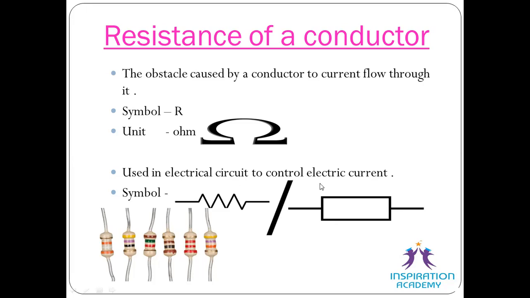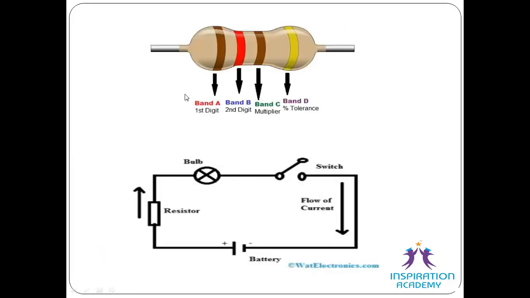Resistors are used in electrical circuits to control electric current. Here are the symbols, and this image represents the external view of a resistor. This is for your extra knowledge. This is how the resistance is calculated. And this is a circuit diagram which includes a resistor.